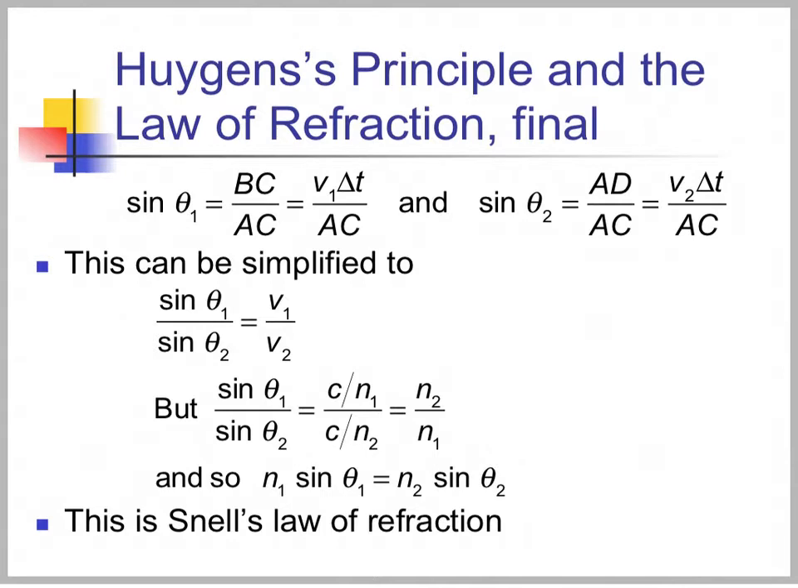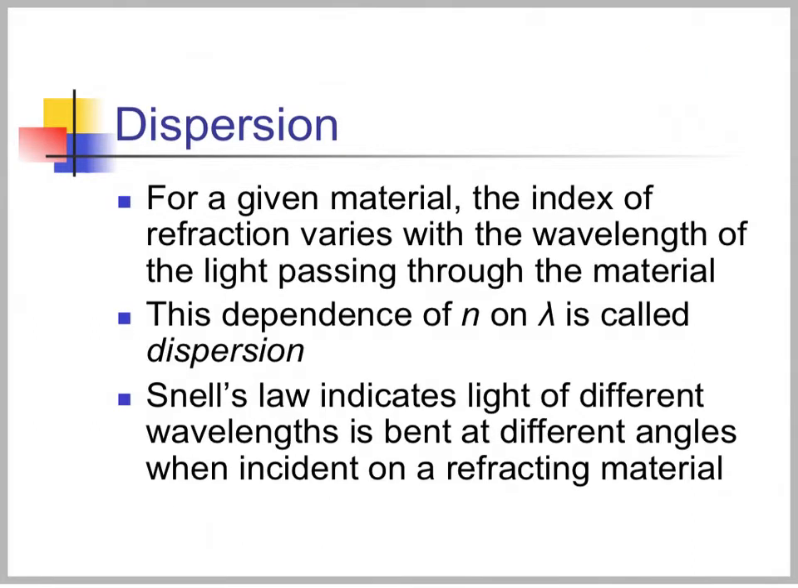So, we've got these two equations, and we can simplify this by dividing this equation by this equation, and the term AC cancels out. So we have sine theta 1 over sine theta 2 is V1 over V2. But V1 is c over n1, and V2 is c over n2, so this is n2 over n1. So multiplying out, we get n1 sine theta 1 is equal to n2 sine theta 2. This is called Snell's law of refraction.